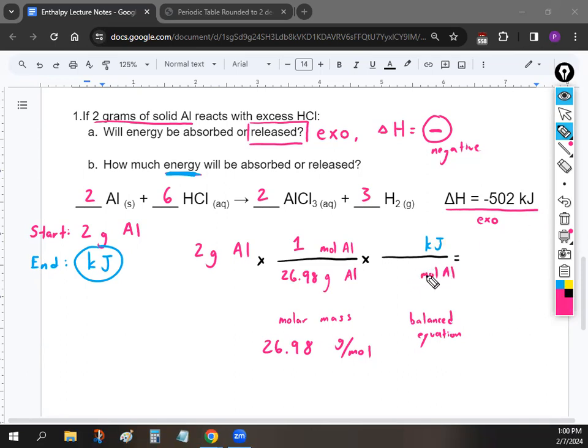Okay, so for the number on the bottom, we're looking for moles of Al. So we just look for the number in front of Al, which is 2. And then on the top, we're going to put the number that we have for kJ, which is the delta H. And it's going to be negative 502 on the top. Okay, so that's how we plug in all of our numbers for this stoichiometry.